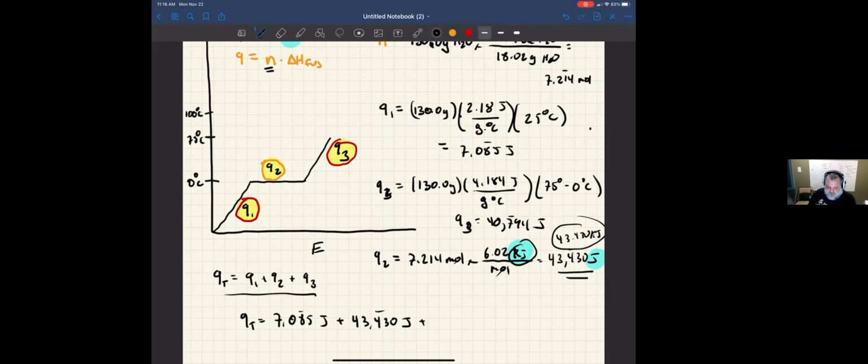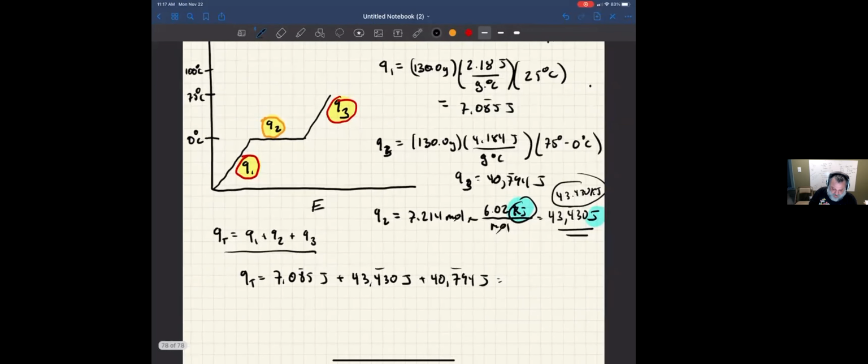Okay, and what do we got here? So then I've got the next one, Q3, 40,794 joules, with that being the sig fig there. And so when I add them all up, I get Q total equals 91,400 joules. And that is the final answer.